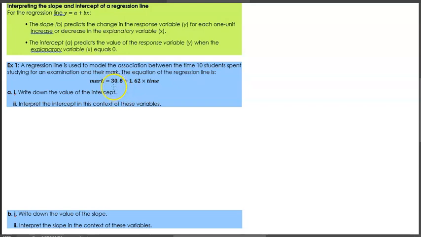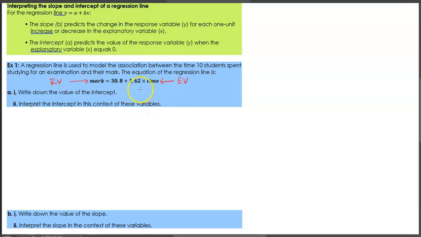We can now see in this instance that no data has been provided to us. We don't need any data. The data has been used to create this equation here, and this equation can help us predict what mark a student will get depending on how much time they spent studying. So in this case here, the time is our explanatory variable, or our EV, and the mark is our response variable, or our RV.